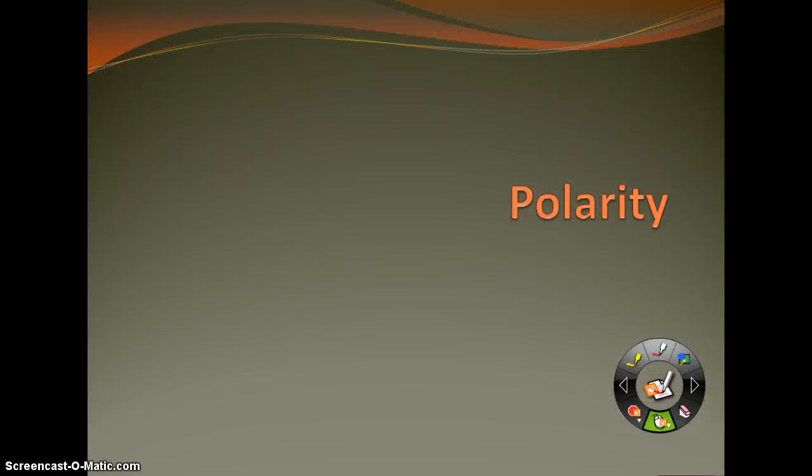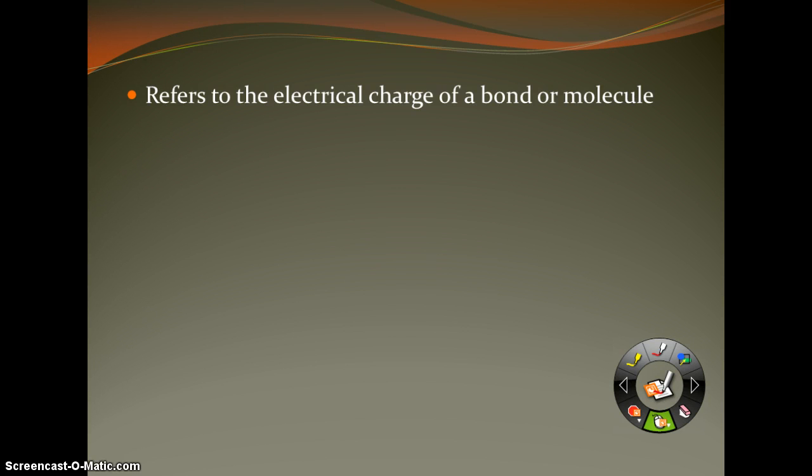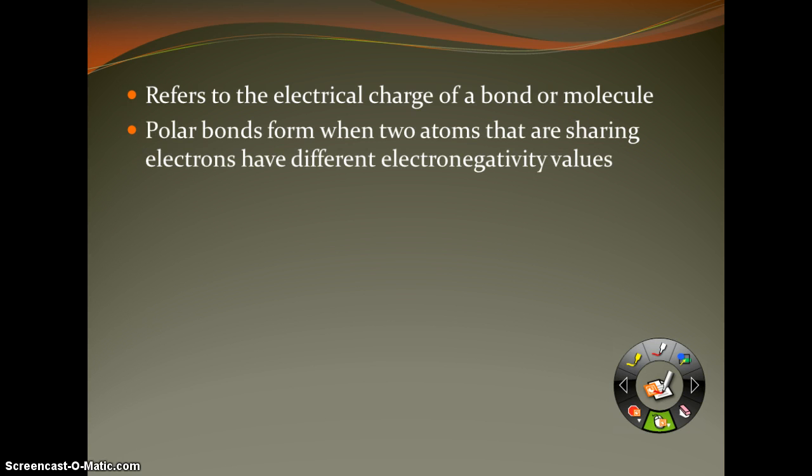Okay, so now that we've talked about the shapes of molecules, we can talk about the polarity of the molecules. And polarity is going to refer to the electrical charge of a bond or molecule. Polar bonds are going to form when two atoms that are sharing electrons have different electronegativity values. So when they are pulled from opposite sides of the periodic table, they're ionic.